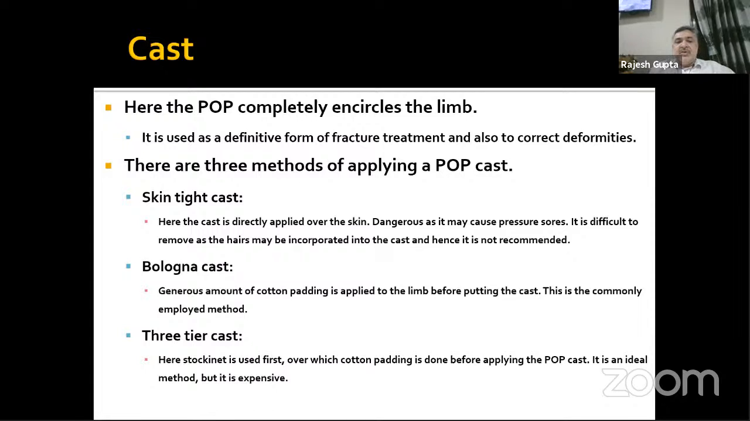Here, a generous amount of cotton padding is applied to the limb before putting the cast. This is a commonly employed method by most of us. And third is a three-tier cast. Here, the stockinette is used first, over which the cotton padding is applied before applying the POP.